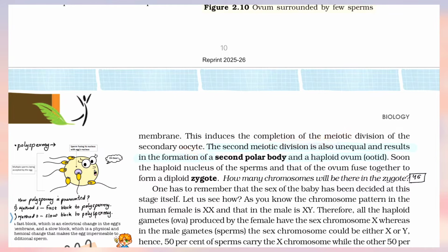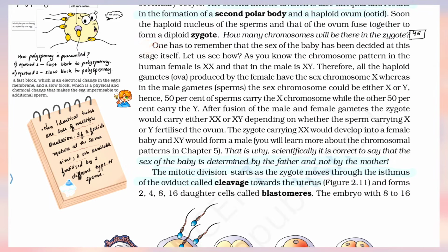The second meiotic division is also unequal and results in the formation of a second polar body and a haploid ovum called ootid. Soon the haploid nucleus of the sperm and that of the ovum fuse together to form a diploid zygote. How many chromosomes will be there in the zygote? 46. One has to remember that the sex of a baby has been decided at this stage itself.